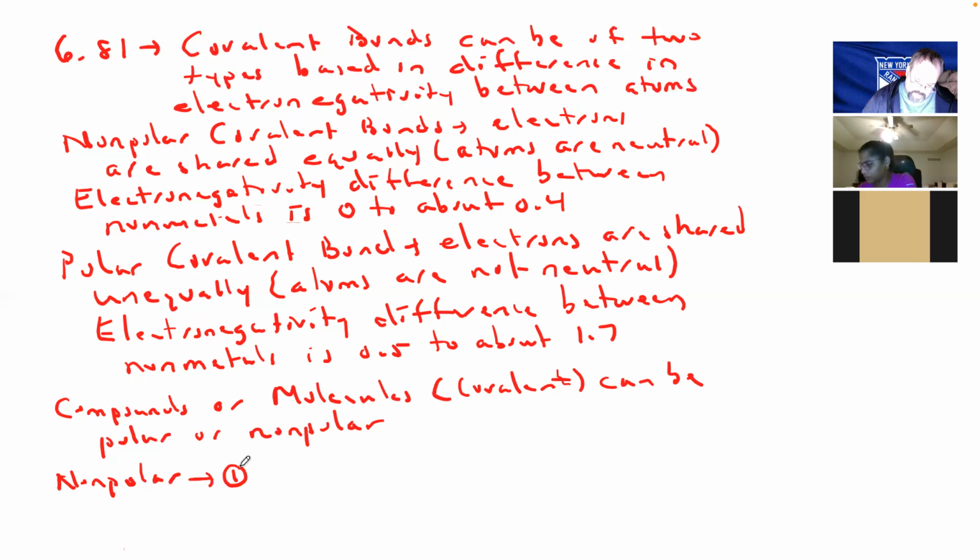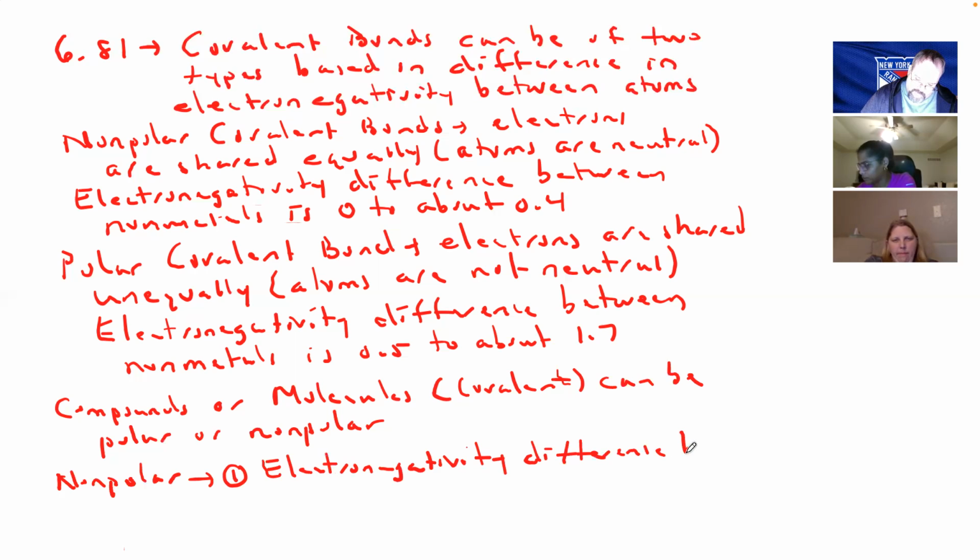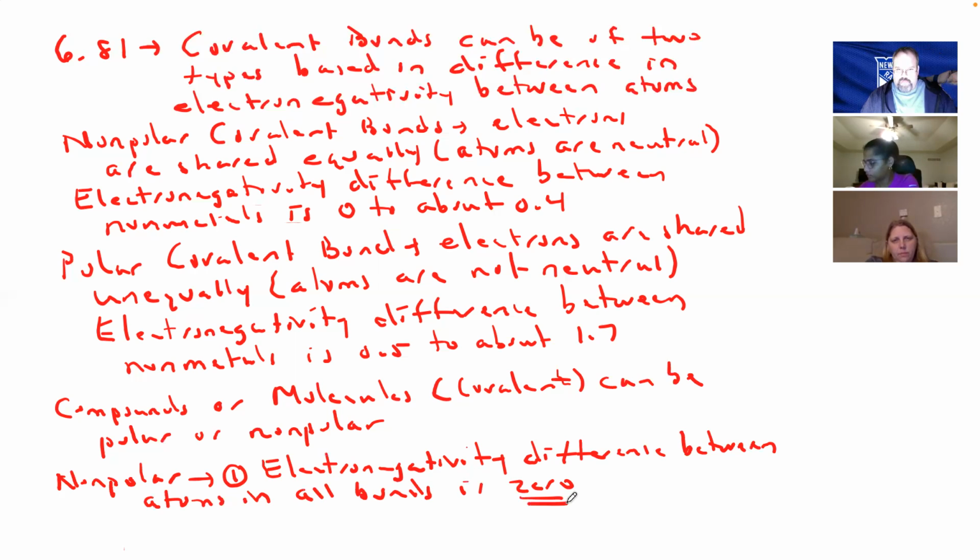Two things. First, the electronegativity difference between the atoms in all bonds is 0. So in other words, independent of the shape, if you have all the bonds in the compound that have an electronegativity difference of 0, the covalent compound is going to be nonpolar. That very rarely happens.